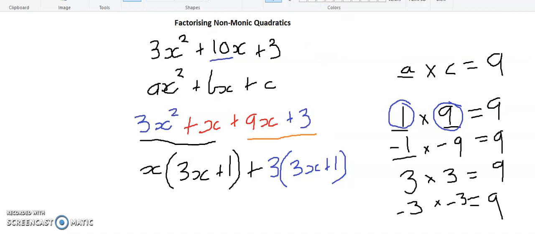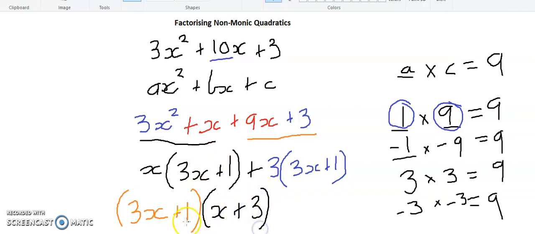Now, this is where we can think about x being multiplied by 3x plus 1, and 3 being multiplied by 3x plus 1. Just think about it as grabbing the common factor from both of them out the front. And what is left? Well, I've got x plus 3. So this is saying that 3x plus 1 has to multiply by x, and 3x plus 1 has to multiply by 3. And that is how we factorize a non-monic quadratic.